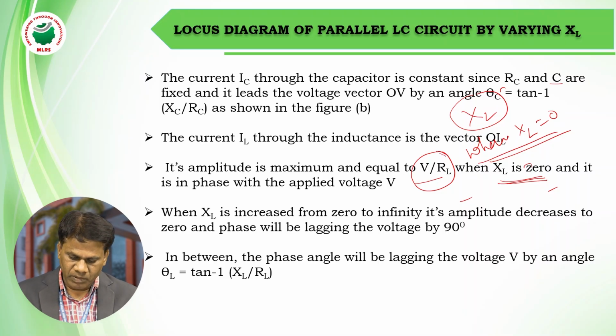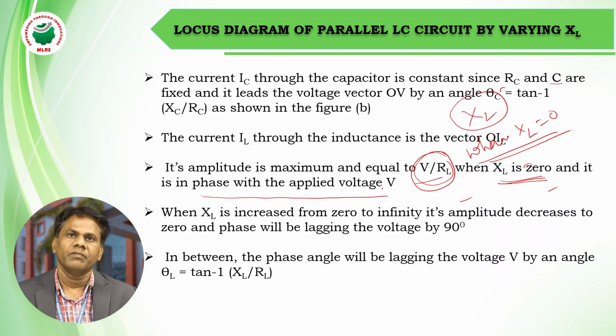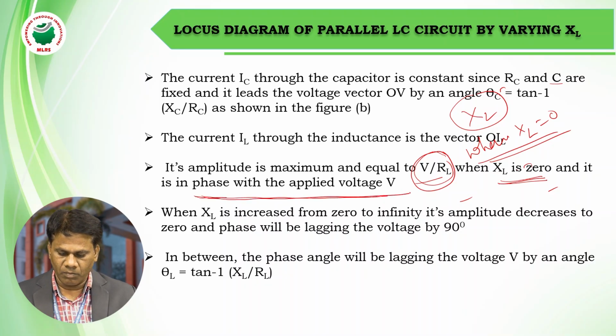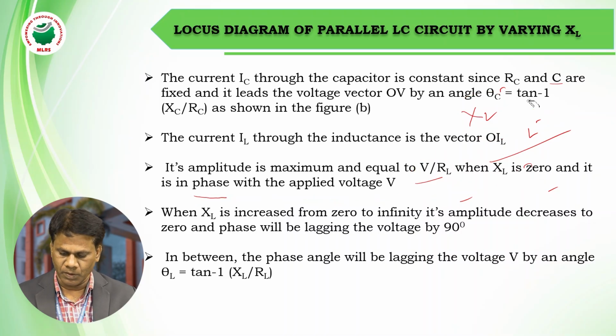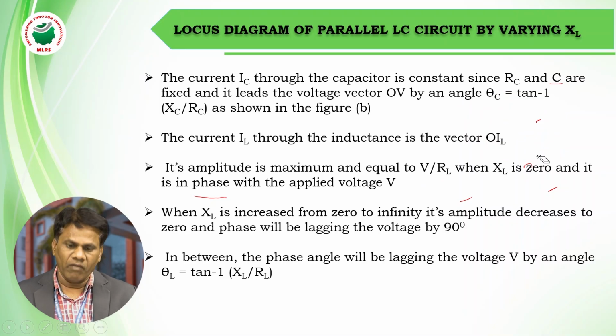So this maximum current is in phase with the applied voltage V. When XL is equal to 0, the current flowing through the inductance in the circuit is maximum, and that maximum current is in phase with the applied voltage. So this is the case where XL is equal to 0.